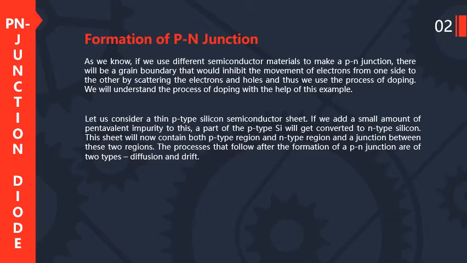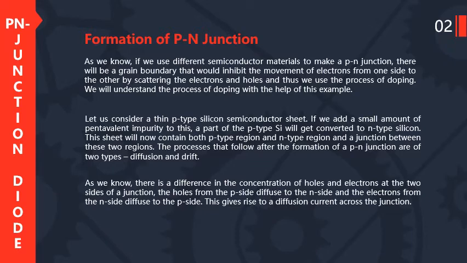The processes that follow after the formation of the PN junction are of two types: diffusion and drift. As we know, there is a difference in the concentration of holes and electrons at the two sides of the junction. The holes from the p side diffuse to the n side, and the electrons from the n side diffuse to the p side. This gives rise to a diffusion current across the junction.